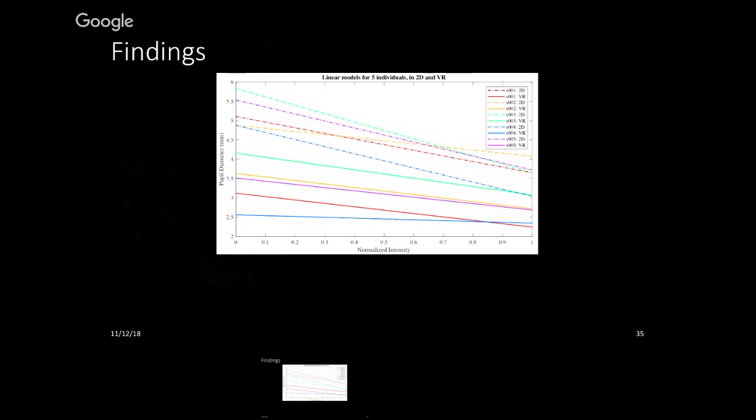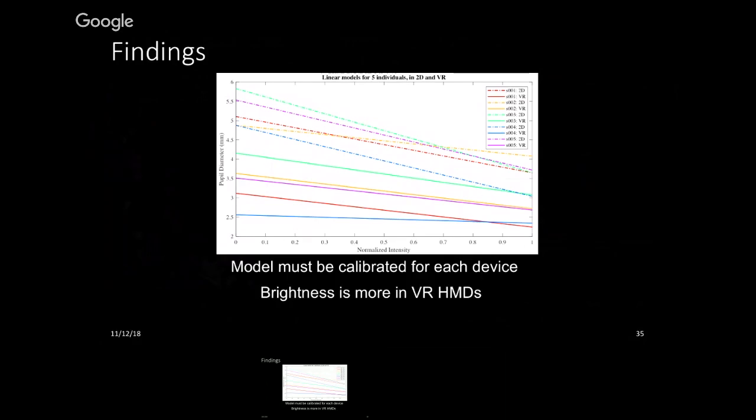If we look at these models for 2D eye tracking, which means people are watching things on a screen, versus VR, right? This is what you see. So here we have 5 people, same individuals on 2D and in VR. So the physiology is the same. And we fitted a light reflex model to each of these individuals in the 2 settings. The dotted lines correspond to the 2D case, and the solid lines correspond to VR. And what you'll see is that all of the VR lines are lower than all of the 2D lines. So this tells us that the model must be calibrated for each device, right? And of course, brightness is more in VR HMDs compared to when people are watching things on a screen, because your projector and bulb is just so much closer to the person's eyes.